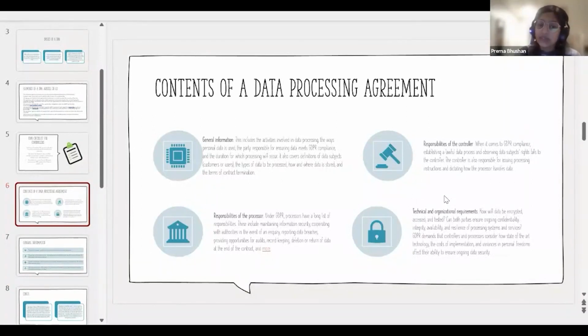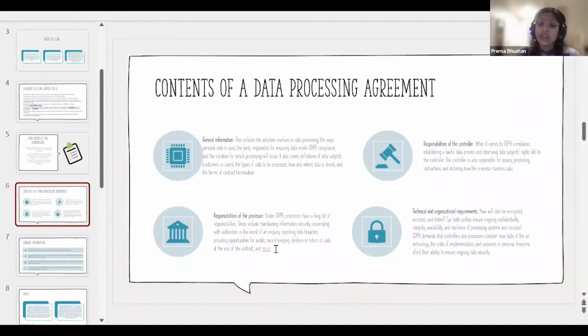Then come the responsibilities of the processor. The processor will also have to provide an additional document that talks about having further sub-processors with the permission of the controller, who those are, and where the sub-processors are located. The controller can also ask the processor to provide a DPA with its sub-processors, or standard contractual clauses in certain cases with the sub-processors. So the controller can ask for these documents.